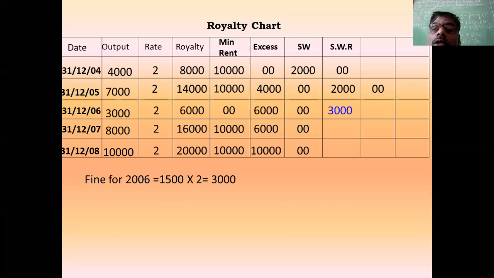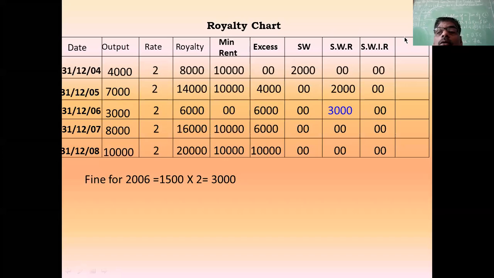Therefore, I have taken 3,000 in the SWR column. 3,000 is the penalty recovered by the publisher. 2,000 above is the short working recovered, but this 3,000 is the amount recovered as penalty. You remember this point. 3,000 is not a short working. 3,000 is a penalty recovered by the publisher. Remember this point. 3,000 is the penalty recovered, and in the remaining years there is no recovery. You put the 0 in the remaining columns. There is no SWR. Okay.